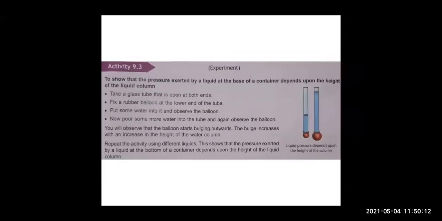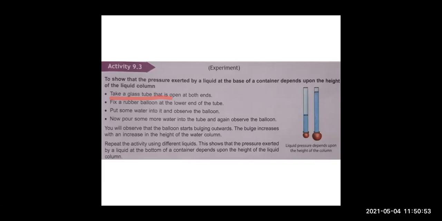So this is an activity which tells us that the pressure is more as you increase the height of the liquid column. What you have to take in this, you have to take glass tubes, and the glass tubes are open at both the ends. Upper end is also open, lower end is also open. Now at the lower end, you are going to put a balloon, right? You are going to put a balloon, and from the upper open end, you are going to add water. So as you go on adding water, you will see that the water bulges. That is, the balloon becomes bigger, it bulges outwards.